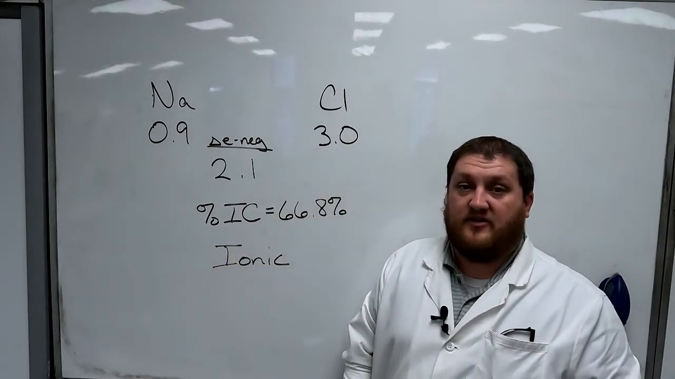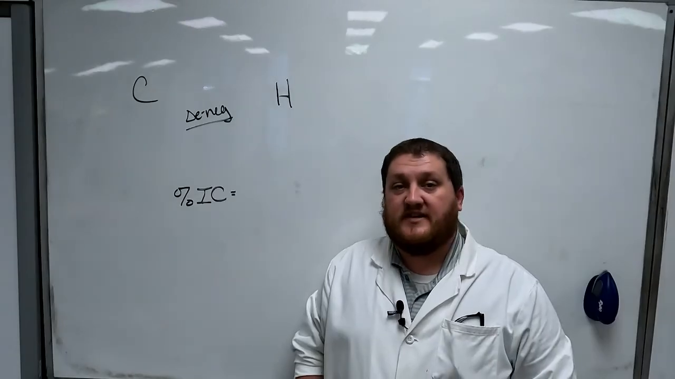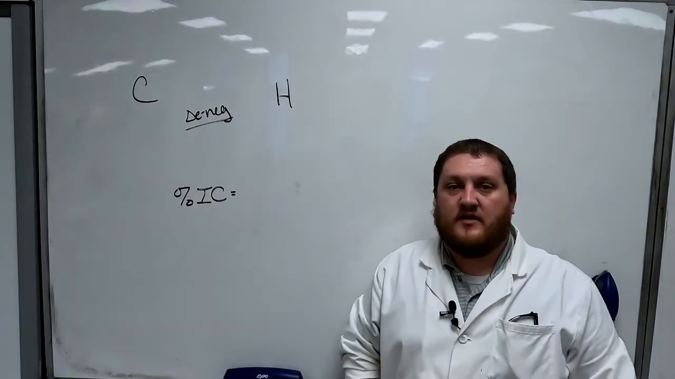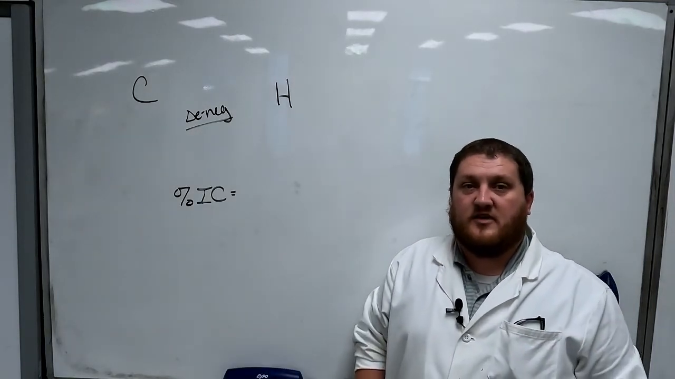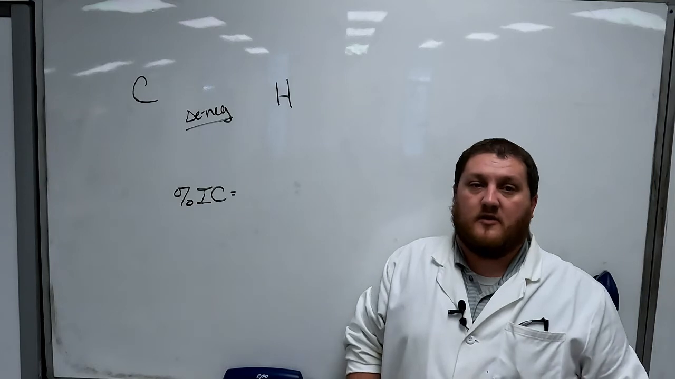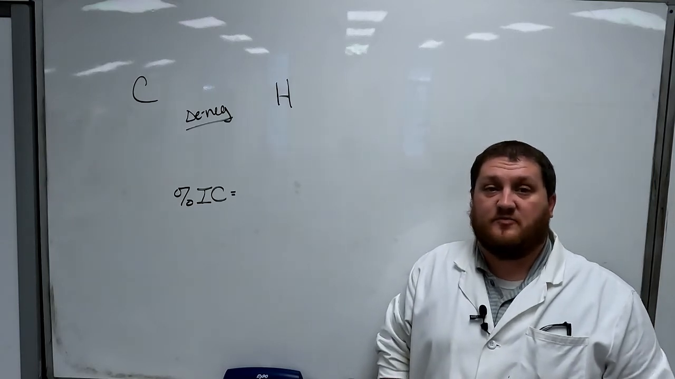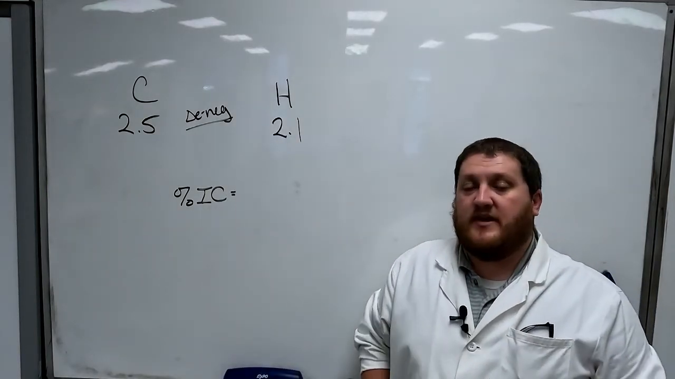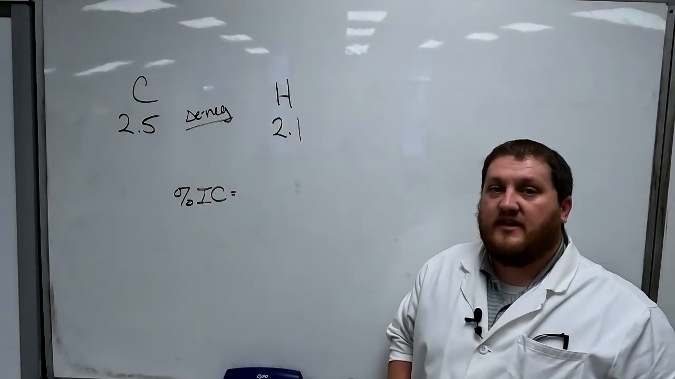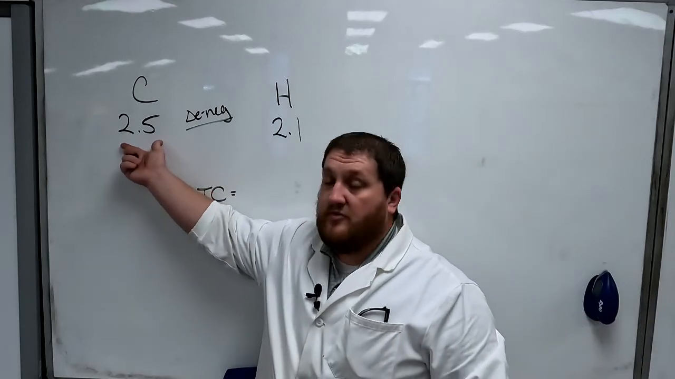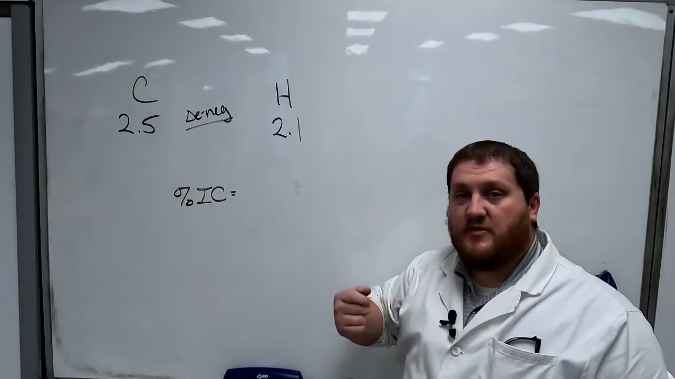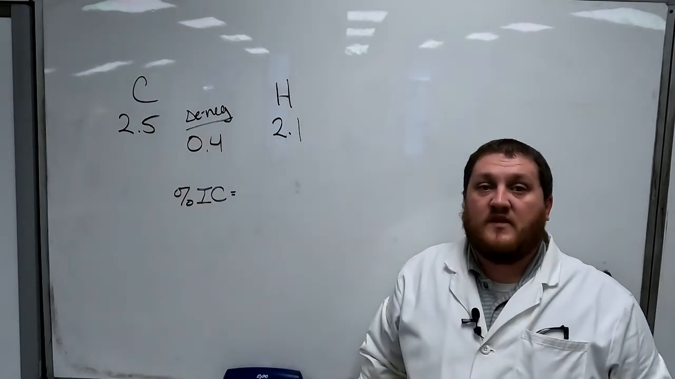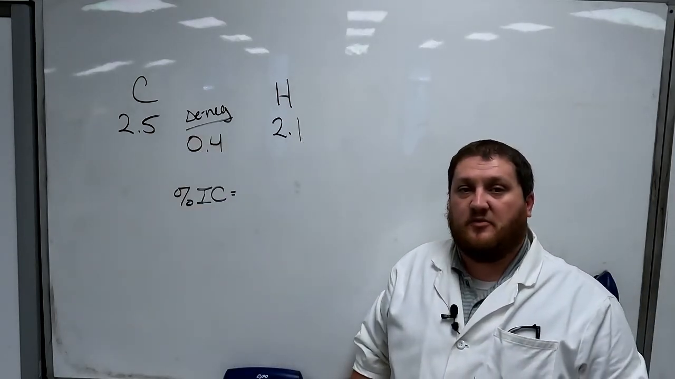Let's take a look at another example. The next example we're going to look at is a bond between carbon and hydrogen. Again, we go to our table to look up what our electronegativities are. Carbon is 2.5, hydrogen is 2.1. Next up, I need to calculate my delta E neg. Again, I take the larger, in this case the 2.5 of carbon, and subtract the smaller, the 2.1 of hydrogen. In this case, I get a delta E neg of 0.4.